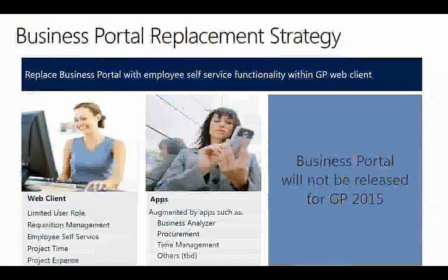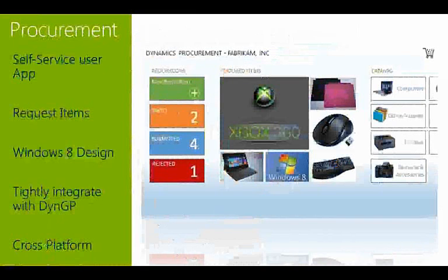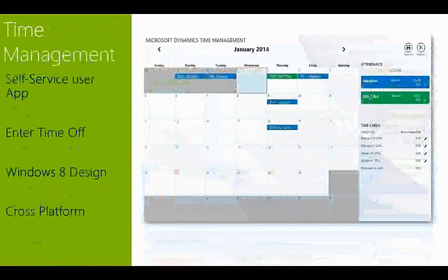Okay, we talked about the Business Portal replacement. They're going to have an app that they want to release for the procurement. It's going to have very much a Windows 8 design, following the tile layout that they've been going with. Again, they're going to have an app for the time management system, so that people wouldn't necessarily have to log in to GP in order to do that.